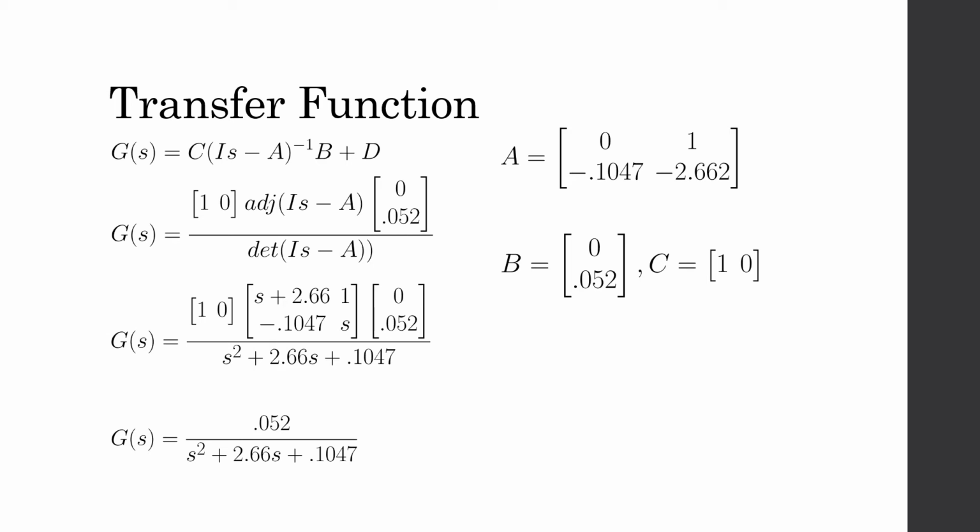The transfer function was then calculated from that phase variable with c times the inverse of sI minus A, times b plus d, where I is an identity matrix, a 2 by 2 in this case. The inverse of sI minus A was calculated by doing the adjoint over the determinant, the intermediary step shown there, resulting in the transfer function of the closed loop system being 0.052 over s squared plus 2.66s plus 0.1047.